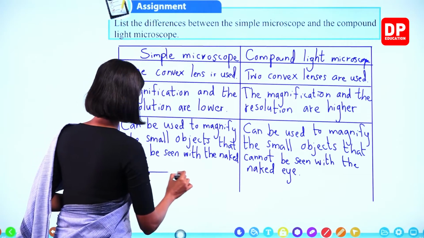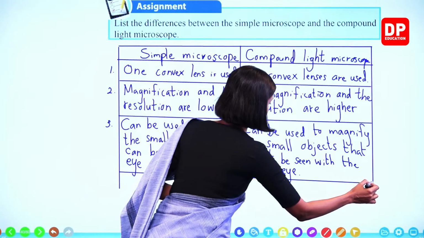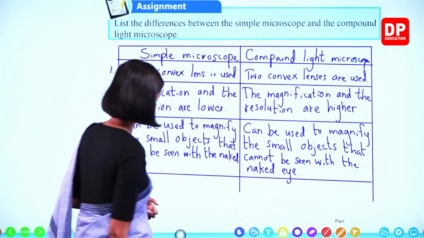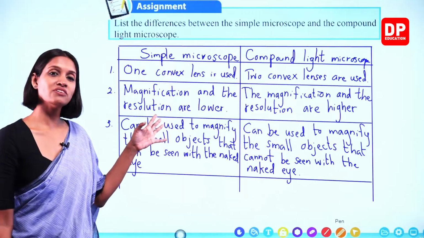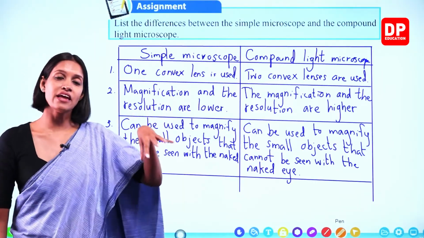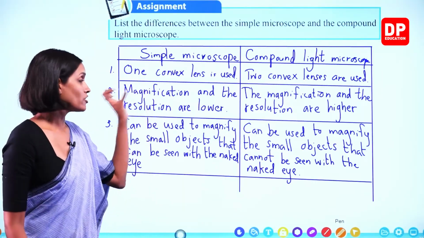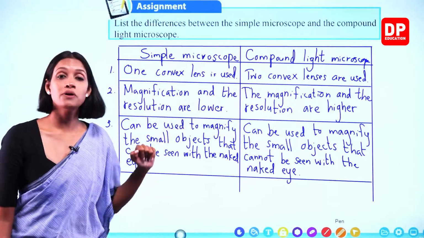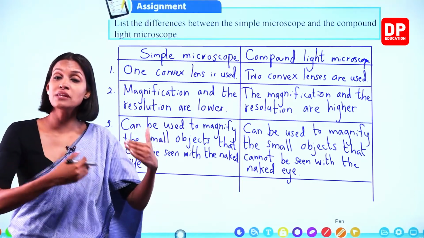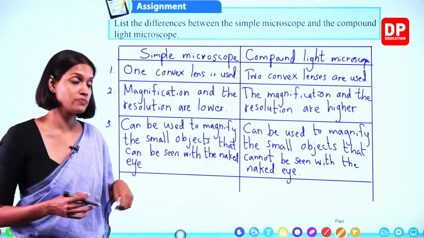What is the next one? We can write one last thing. What can you tell about the structure? Here, this is a very simple structure. Just a handle and a frame and a convex lens. What about that one, the compound light microscope? We learned there are many parts. It's a complex structure. Okay?